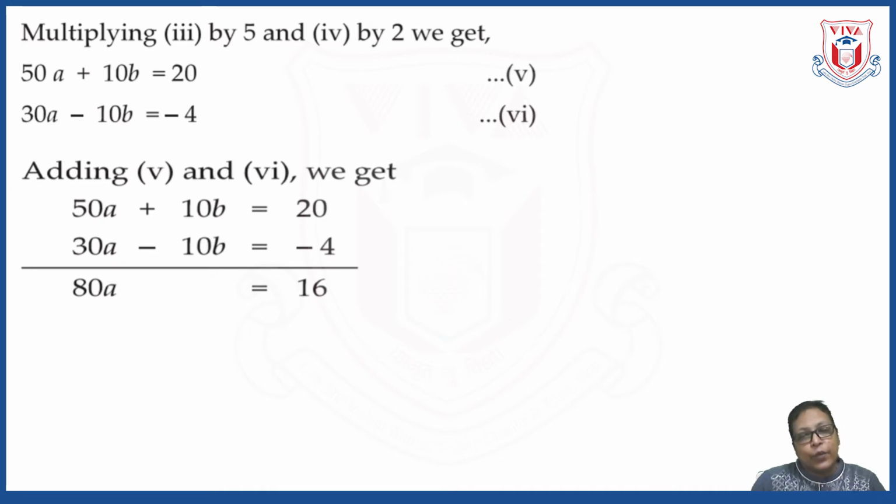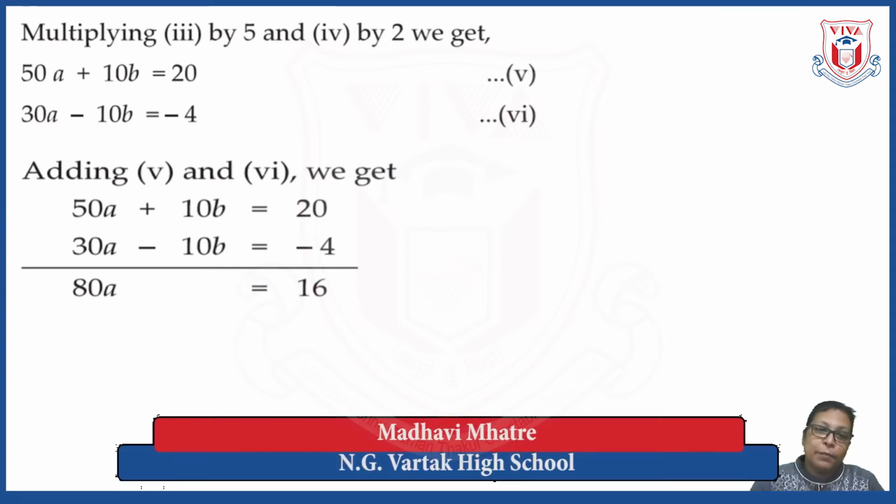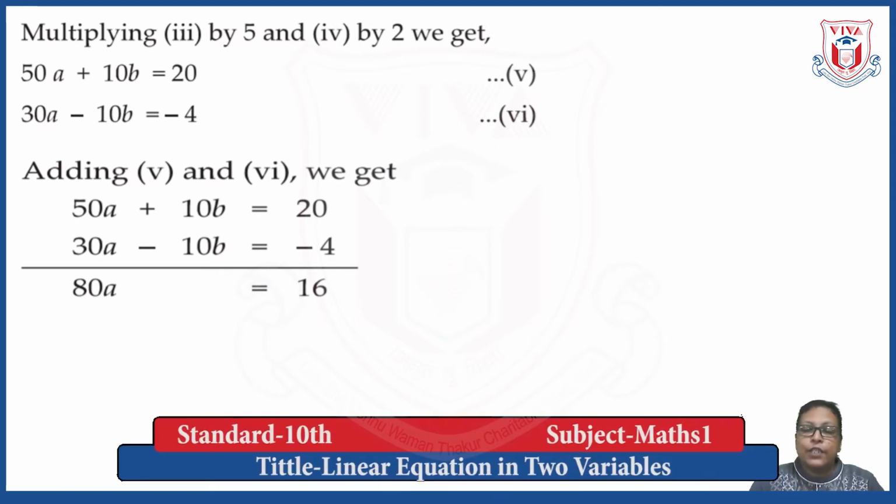Adding equations 5 and 6, we get: write down equation 5 up and equation 6 down. So 50a plus 10b is equal to 20, plus 30a minus 10b is equal to minus 4. So plus 10b and minus 10b are cancelled. 50a plus 30a, that is 80a. And on the right hand side, 20 minus 4 is equal to 16. From that we can write a is equal to 16 upon 80.